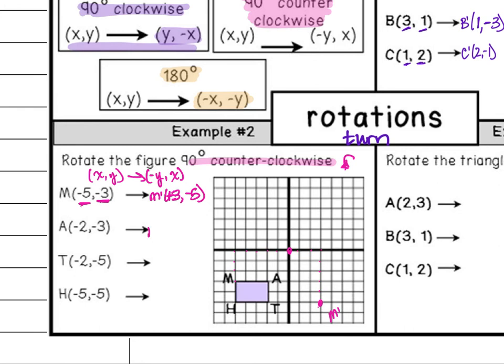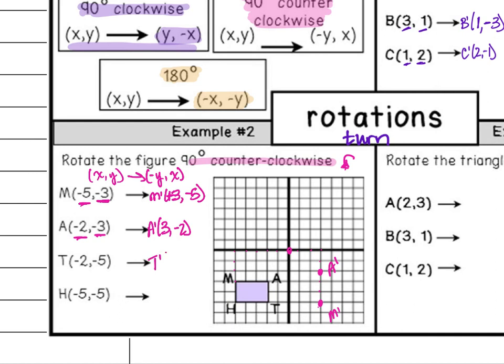A prime. This is my Y, it becomes my X. Change the sign. This is my X, it becomes the Y. It stays the same. So 3, -2 becomes A prime. I think I should have put that on the other side. A prime.